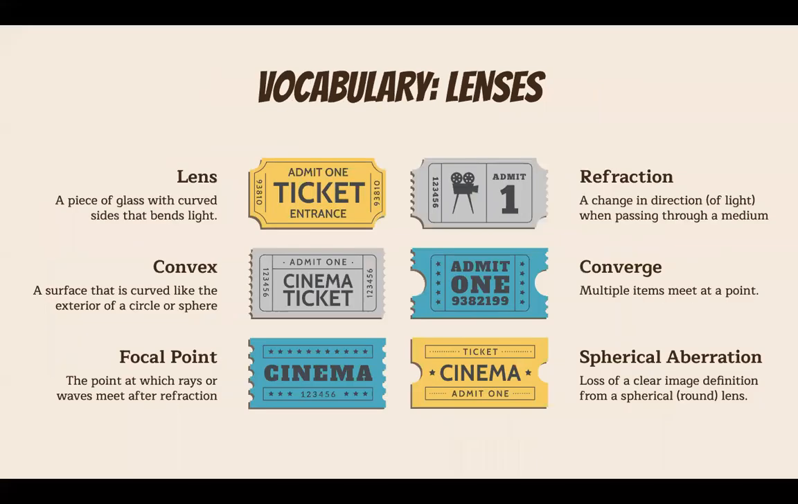Okay, so for lenses, there's a lot of vocabulary here. I want to make sure you know. Lens should be pretty obvious. It's just a piece of glass with curved sides that bends light.